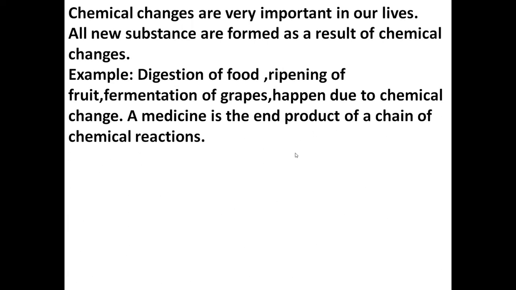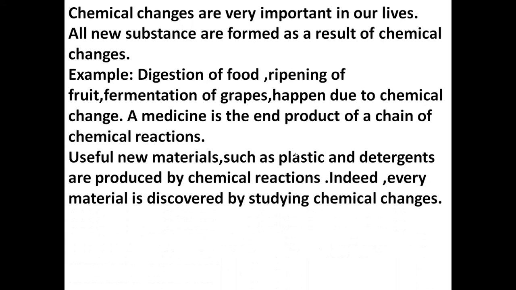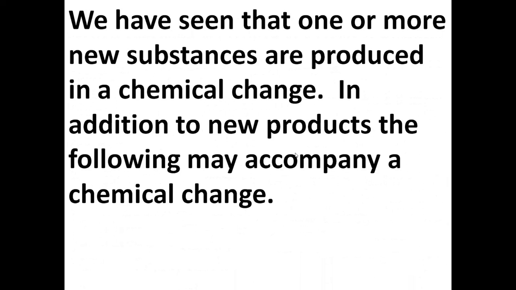In our daily life, in our physiology, digestion of food is an example of chemical change. In the same way, ripening of fruit and fermentation of grapes happen due to chemical change. The medicine that we eat is also the end product of a chain of chemical reactions. Useful new materials such as plastic and detergents are also produced by chemical reactions. Indeed, every material is discovered by studying chemical changes.